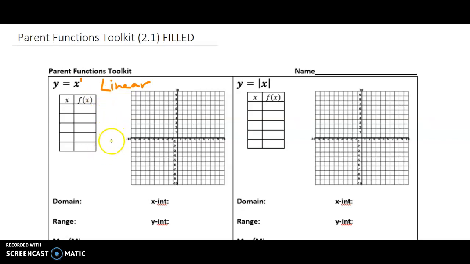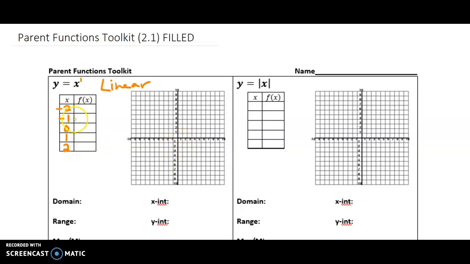And so normally when I'm trying to decide what x values to plug into my function, pretty much every single time, I'm going to go ahead and just start with -2, -1, 0, +1, and +2. And I'll give you a second to fill that out in your own parent functions toolkit while I explain why. For the most part, many of our graphs really center around the origin, which again, is the point (0, 0) on our graph.